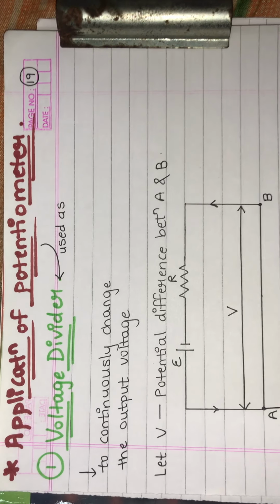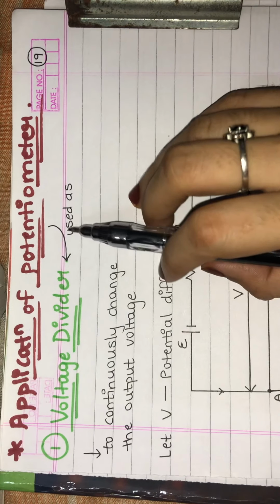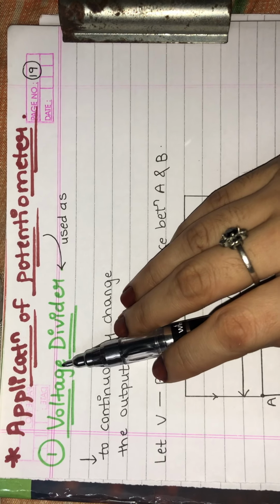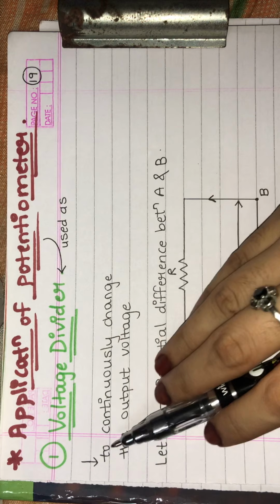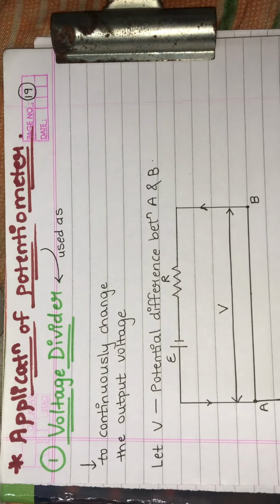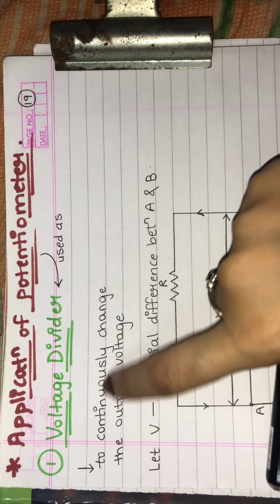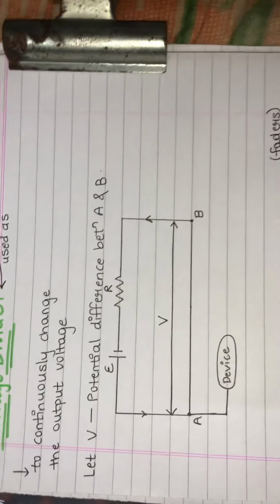Okay, let's begin with the applications of potentiometer. Potentiometer can be used as voltage divider. Okay, what is the function of voltage divider? To continuously change the output voltage. Here, by using potentiometer as voltage divider, we can continuously change the output voltage.